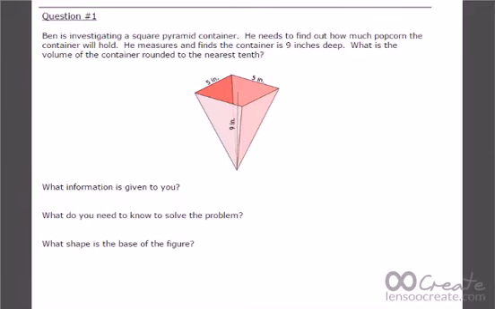Question number 1. Ben is investigating a square pyramid container. He needs to find how much popcorn the container will hold. He measures and finds the container is 9 inches deep. What is the volume of the container rounded to the nearest tenth?